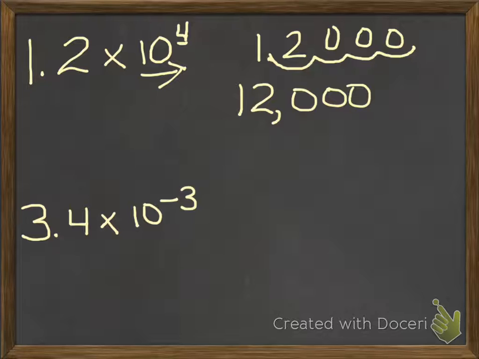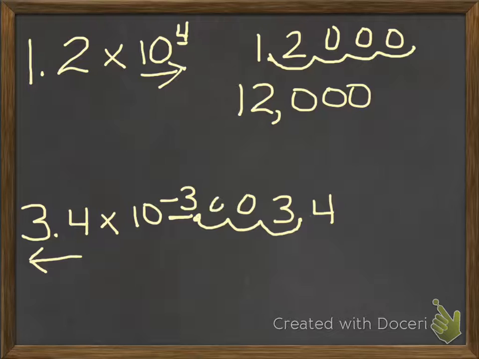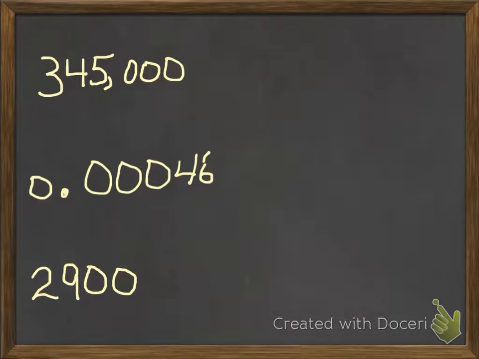Now, when we see a number that has a negative exponent, that means we're going to move the decimal to the left. And in this case, negative 3, we're going to move the decimal 3 places to the left. So if I write this number 3.4, I need to move the decimal 1, 2, 3 places to the left. And again, I'm going to fill those little loops in with zeros. So my number written in standard notation is going to be 0.0034.